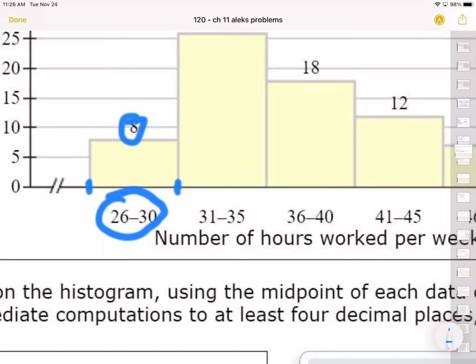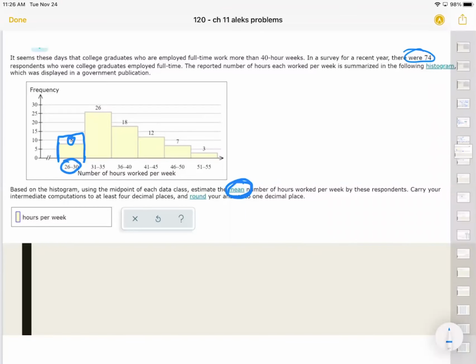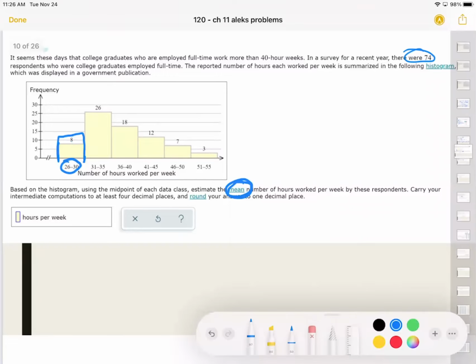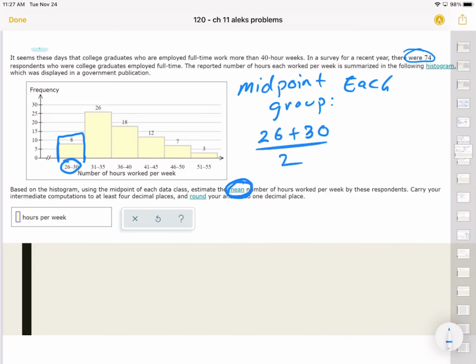So what we need to do is, for each group, find a midpoint. We need to find one number that represents this whole group. To find the midpoint of each group, we take the smallest plus the highest, divided by 2, or the highest plus the lowest, however you do it. You take the highest number of that group plus the lowest number of that group and divide by 2.